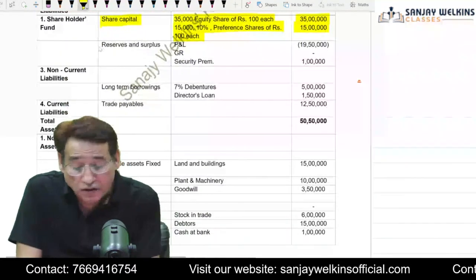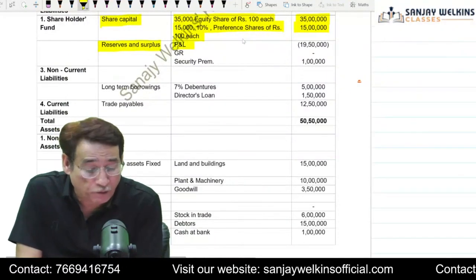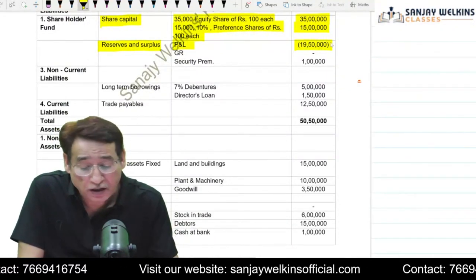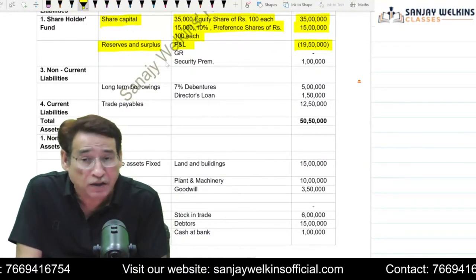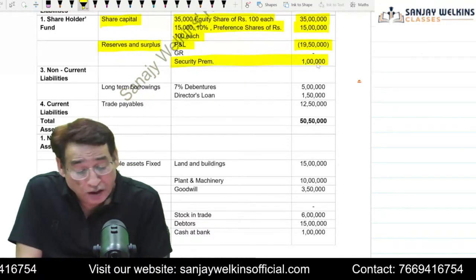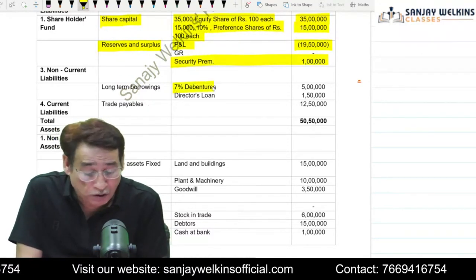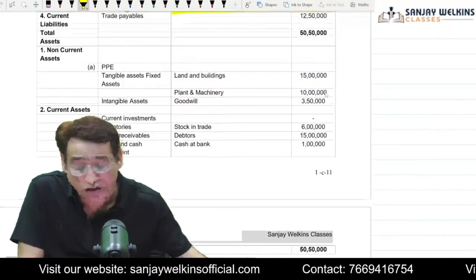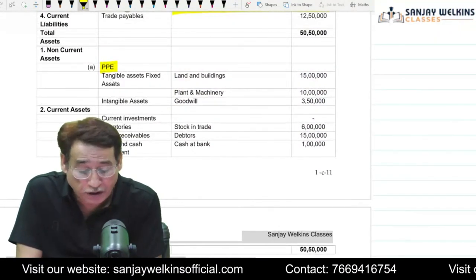Now, reserves and surplus are also there. Profit and loss account, 19,50,000. You must have noticed that here there is actually a negative balance. I need not tell you what you are supposed to do, the treatment. Then securities premium is also there, 7% debentures, director's loans. Then coming over to the asset side, what we find is property, plant and equipment.